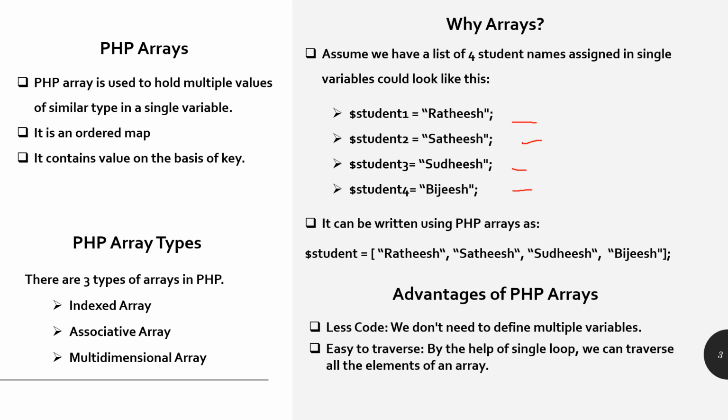For example, these 3 individual variables can be replaced using a single variable, and the content can be stored here like this. This is called an array. So definition-wise we can say arrays are used to hold multiple values of similar type in a single variable. This is a single variable, with multiple values of similar type.